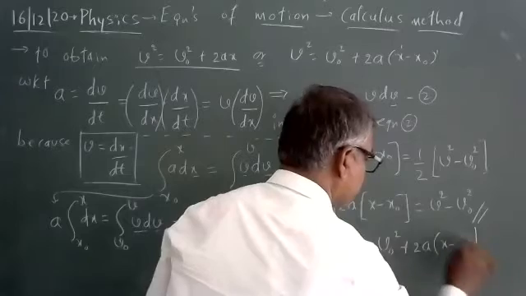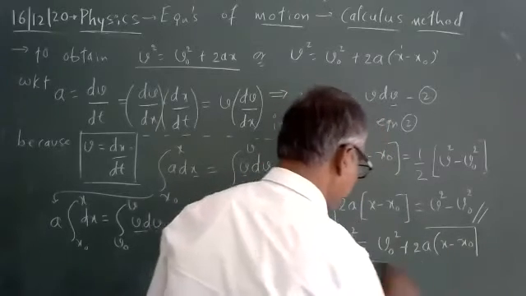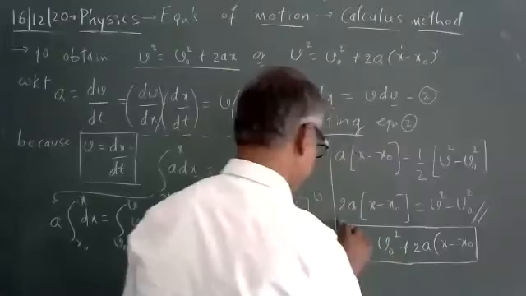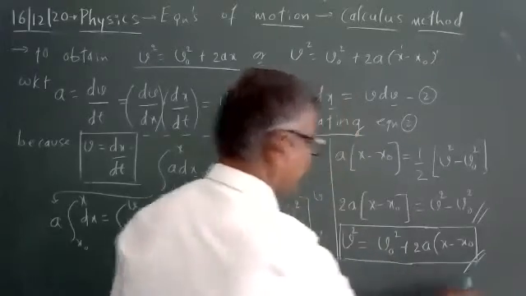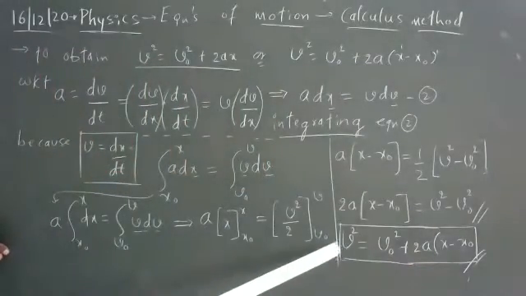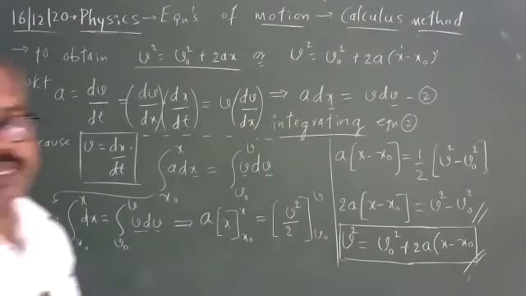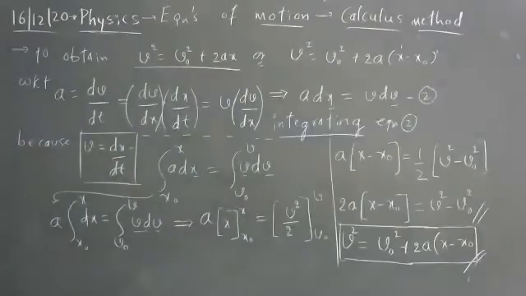You can cross check. Any other doubt, you can bring it to my notice. I'll just correct it. This completes the final derivation. Final velocity square equals initial velocity square plus 2a times (x minus x naught).